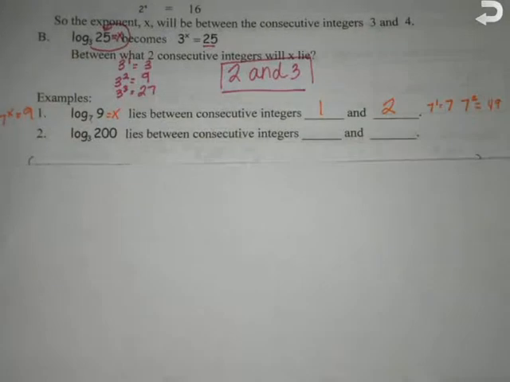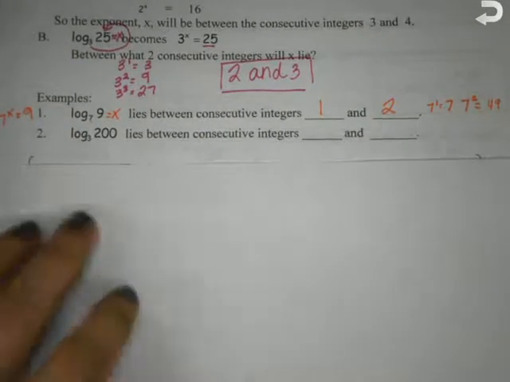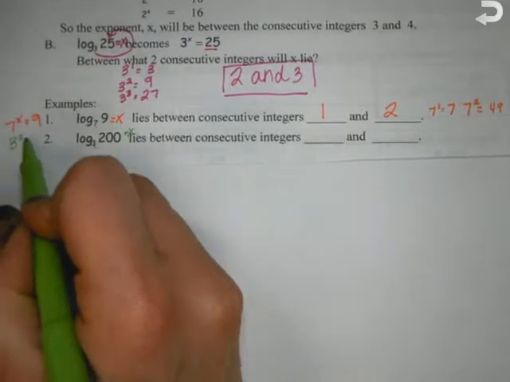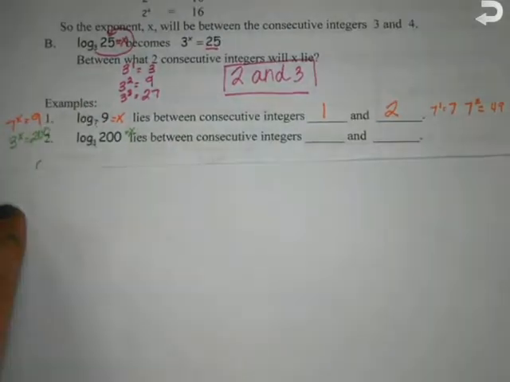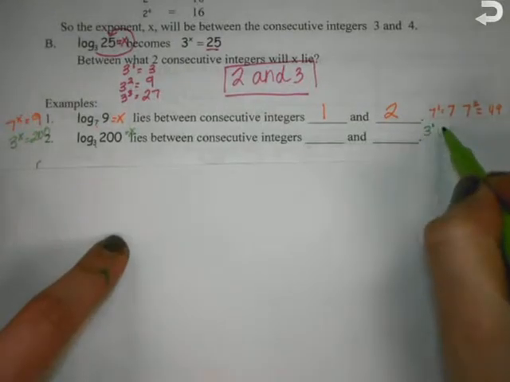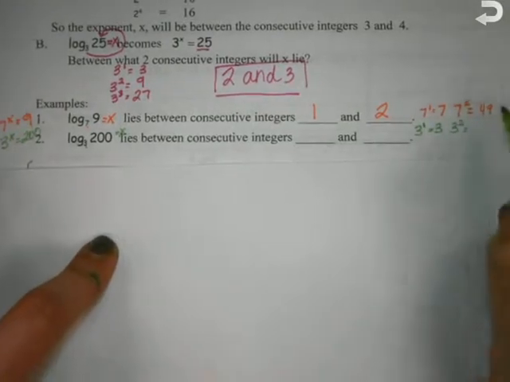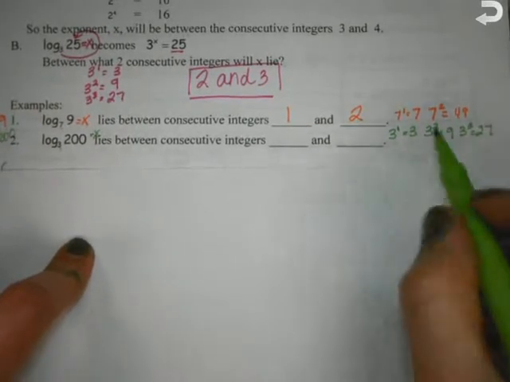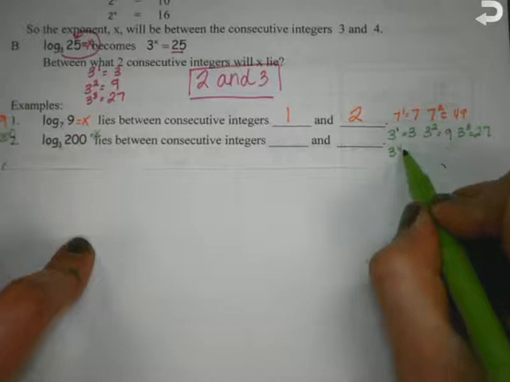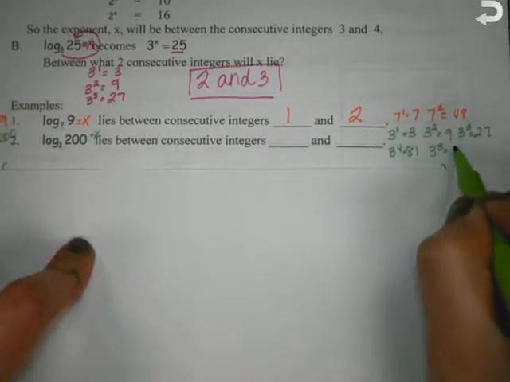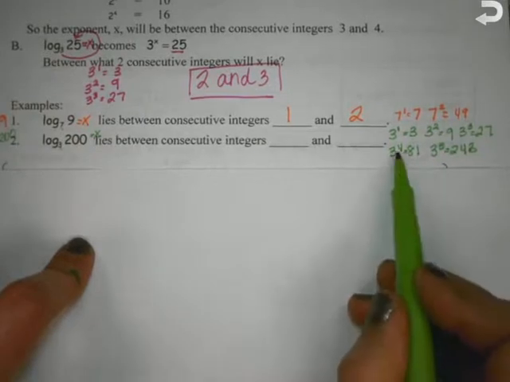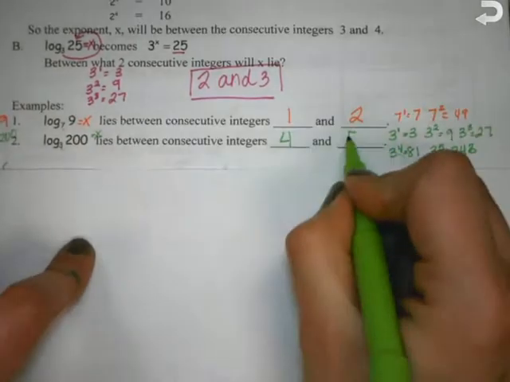Will you guys do number 2 by yourselves really quick? Okay, log base 3 of 200 is x. How would I rewrite this as an exponent? 3 to the x equals 200, right? So let's start listing. 3 to the first is 3. 3 to the second is 9. 3 to the third, 27. We're not there yet. 3 to the fourth, 81. 3 to the fifth, 243. Can I stop yet? Yeah, so what is it between? 4 and 5.